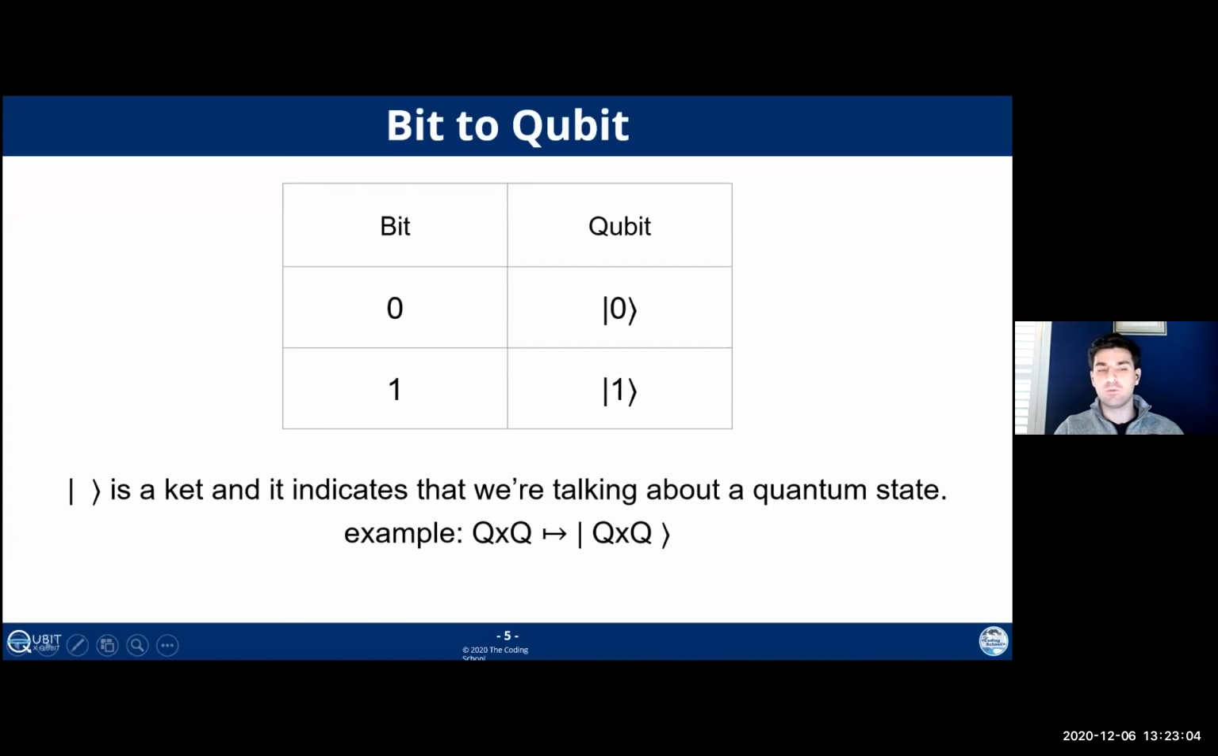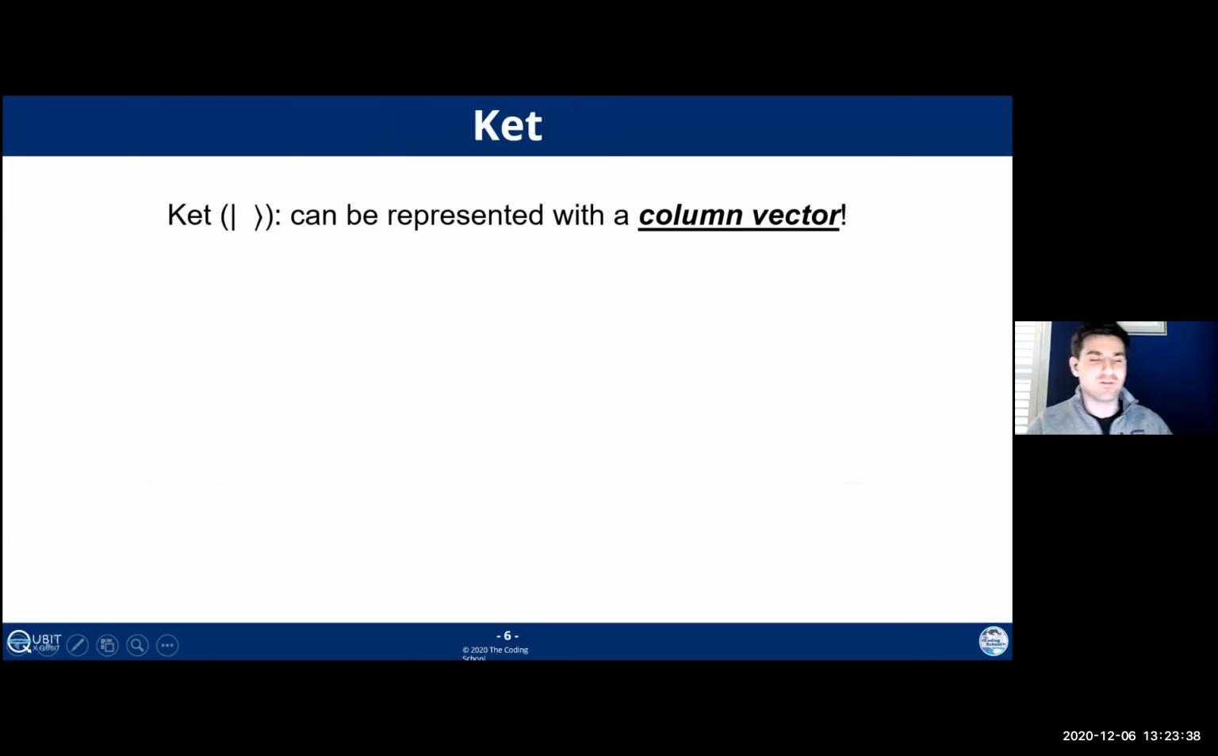We talked about how bits can have a value of 0 or 1, and there's an equivalent for qubits, which is this symbol here, the ket 0 and ket 1. The symbol is a ket, and it indicates that we're talking about a quantum state instead of a classical state. So whatever is in between the ket is a quantum state. If we have the classical bit, we can make that quantum by simply putting it in a ket. But what does that really mean?